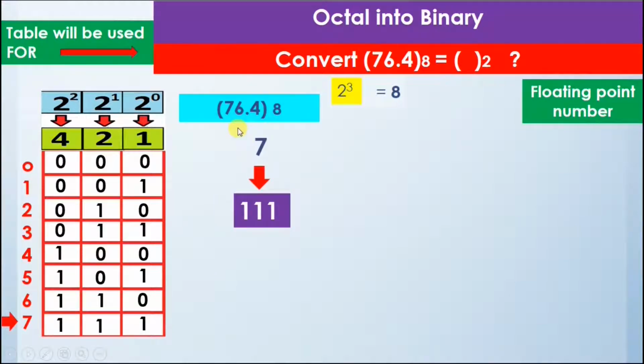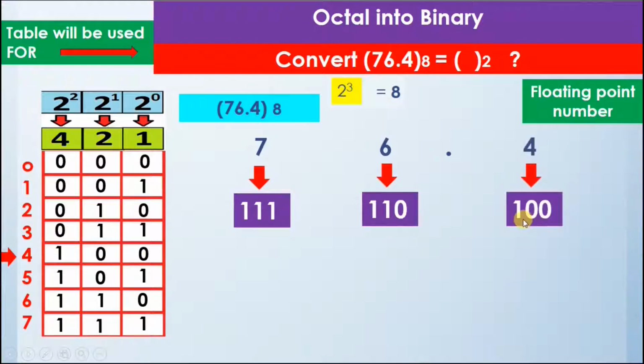Next we will look at the number 6. Where is the number 6 in the table? Here is the number 6 and it is equal to 110 in binary. So we write 6 as 110. Next, the decimal point will remain at its position, and next we will find the number 4 in the table. Here is the number 4 and it is equal to 100 in binary. So we write 4 as 100.